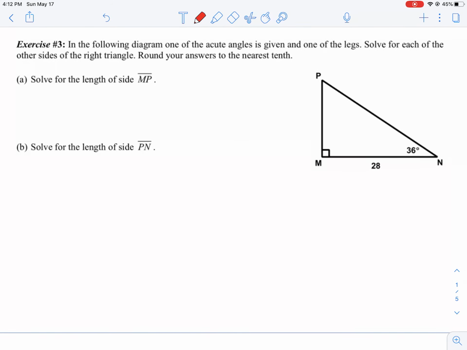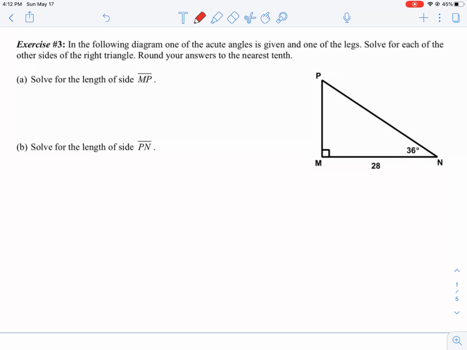Exercise 3. It says in the following diagram, one of the acute angles is given and one of the legs. In the last problem, they gave us at least two lengths of the sides. This time they're only giving us one side and the angle. It says solve for each of the other sides of the right triangle. Round your answers to the nearest tenth.